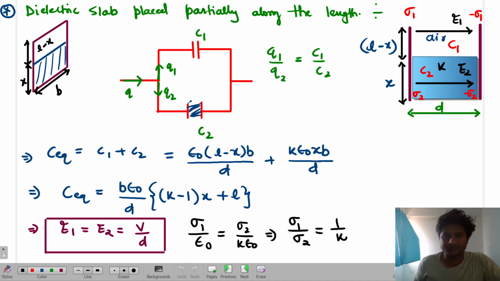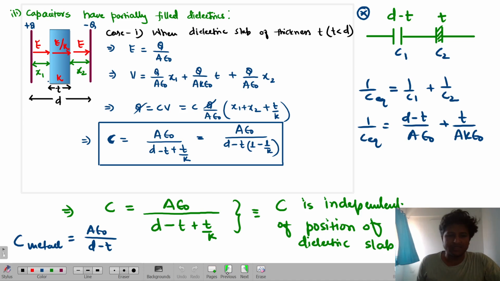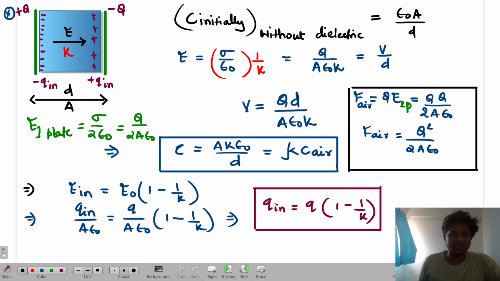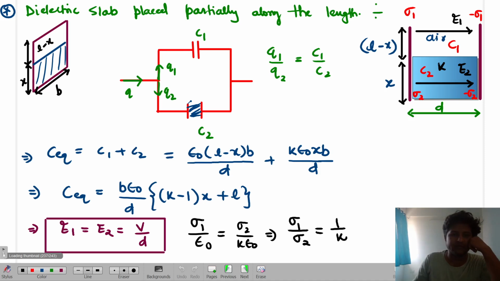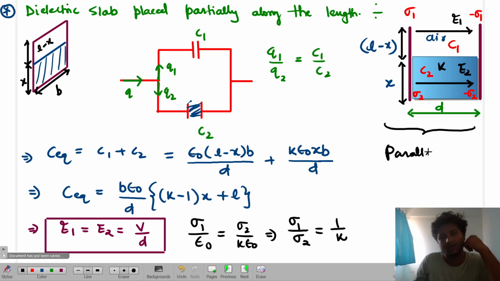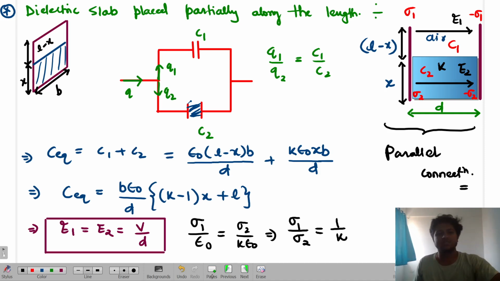Is that clear? So the major conclusion is that when I divide on the thickness basis, means on the D basis, it is a series connection. Which kind of connection is this? Series. And when you do the areal division, which kind of connection is it? Parallel. And this is the most important consideration which we always have to take into account. Is that clear? Okay, can we move ahead?